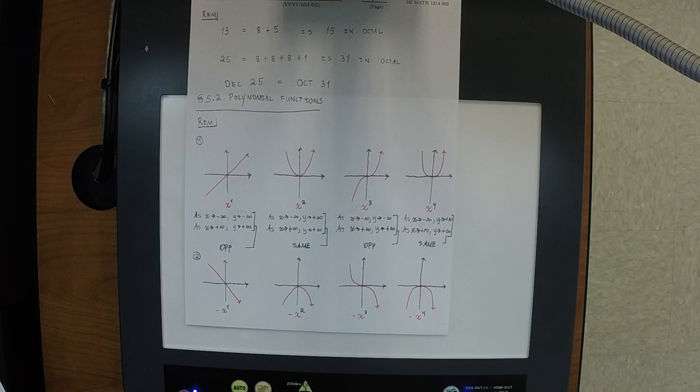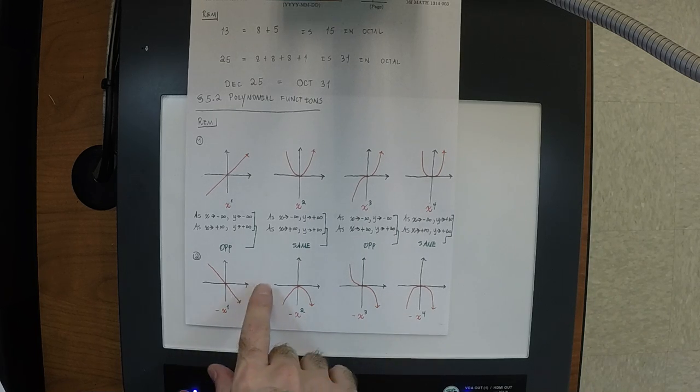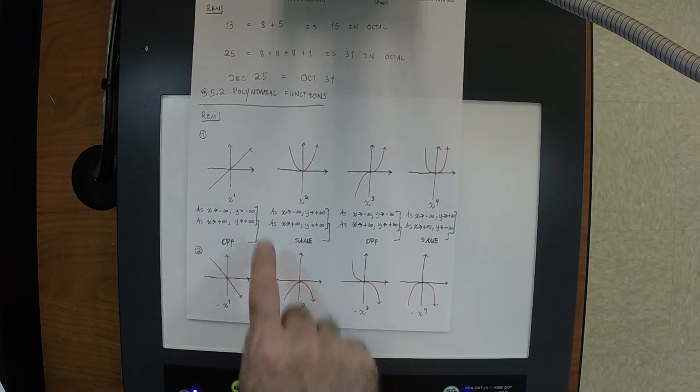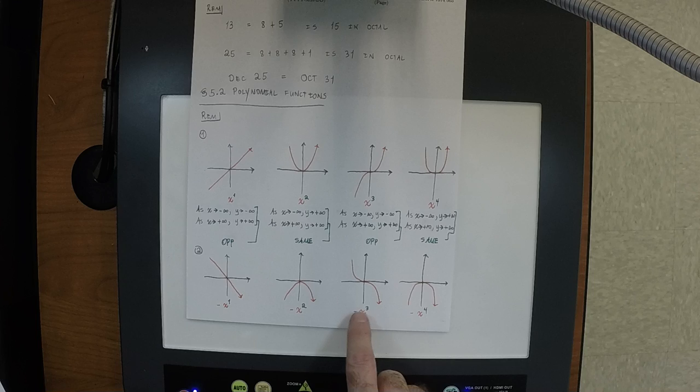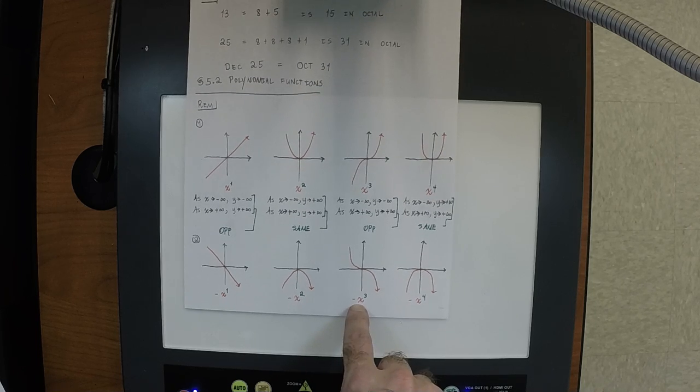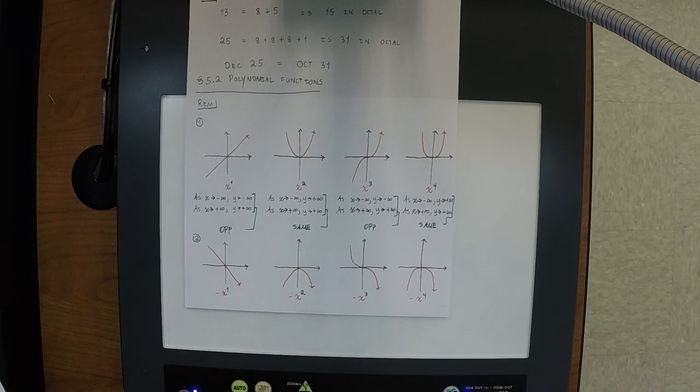Okay. So now, I could ask you, but I'm not going to ask you now, to write all of the analogous sentences. So I'll just ask out loud. As x goes to negative infinity, what does y do? Positive infinity. And as x goes to positive infinity, y goes to negative infinity. Okay, so I could ask you to write all those sentences, in principle.